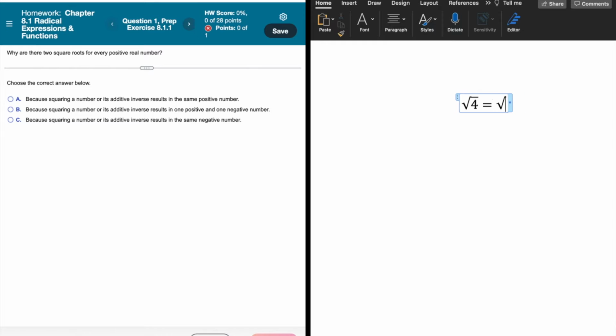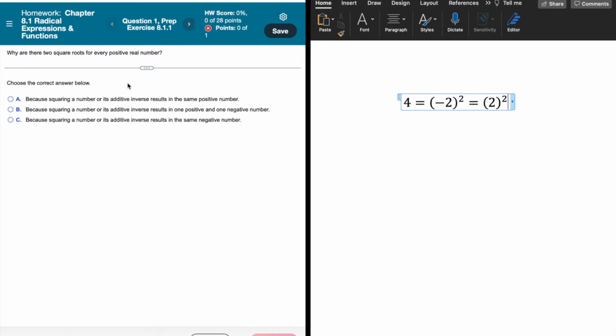Or in other words, we could write it like this. We could say that 2 squared gives you 4. Or you could say that negative 2 squared gives you 4. So in other words, 2 squared becomes 4, or negative 2 squared becomes 4. So those are all the same thing. So in other words, how can you write 4? 4 can be written as either negative 2 squared or 2 squared.